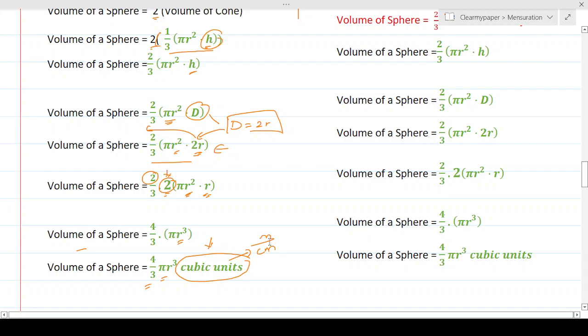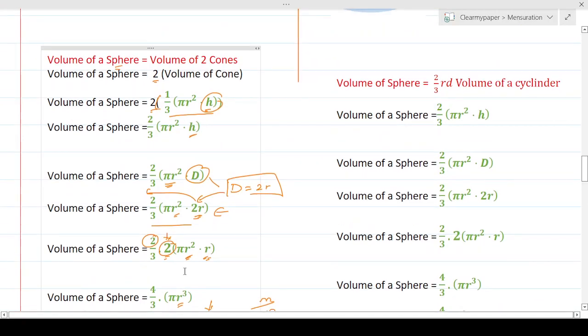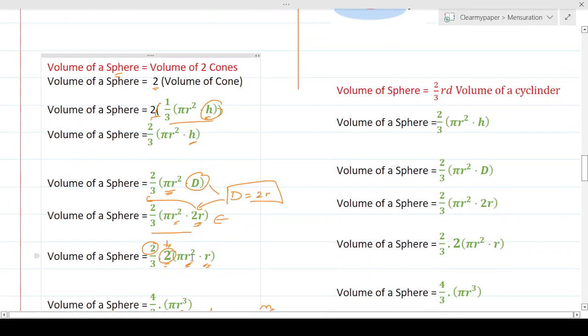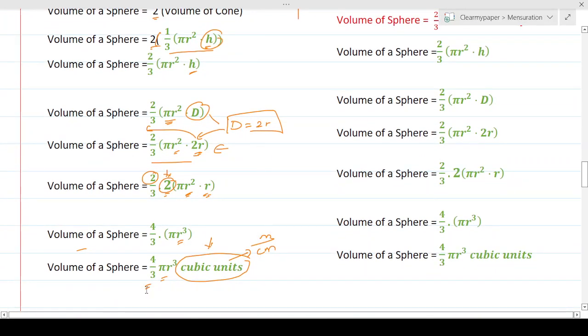If you just want to memorize this, it's okay, but if you're struggling, don't worry about that. Just remember it takes 2 cones to fill up a sphere, and quickly put this formula and you can easily substitute that and you will get this formula. Volume of a sphere is equal to 4 by 3 pi r cube units.